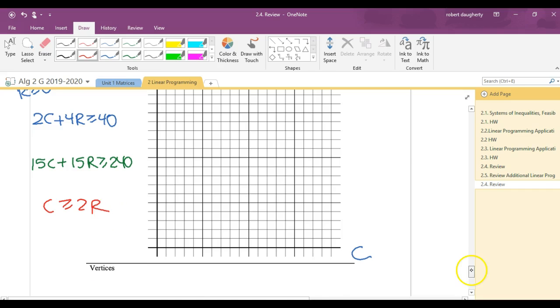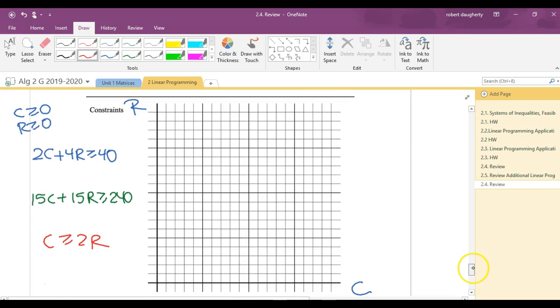Okay, so let's figure out what happens in each of these scenarios. If I have C and R, if C is equal to 0, then R is equal to 10. If R is equal to 0, C is equal to 20. And in this case, if C is equal to 0, R is equal to 16. If R is equal to 0, C is equal to 16. Okay.